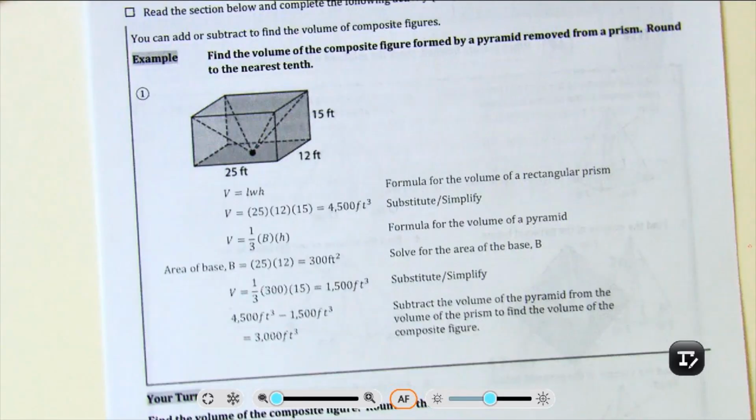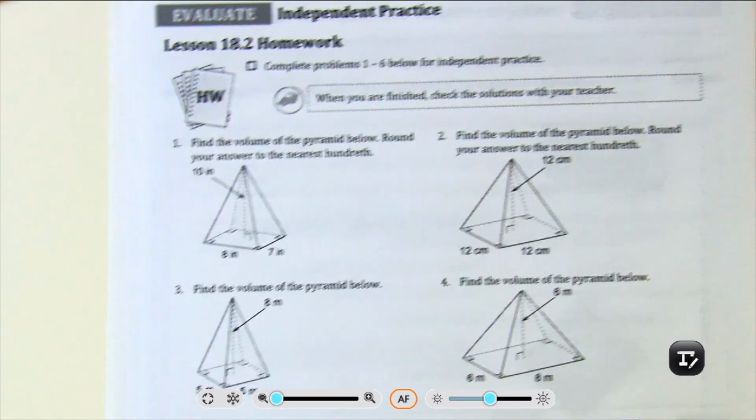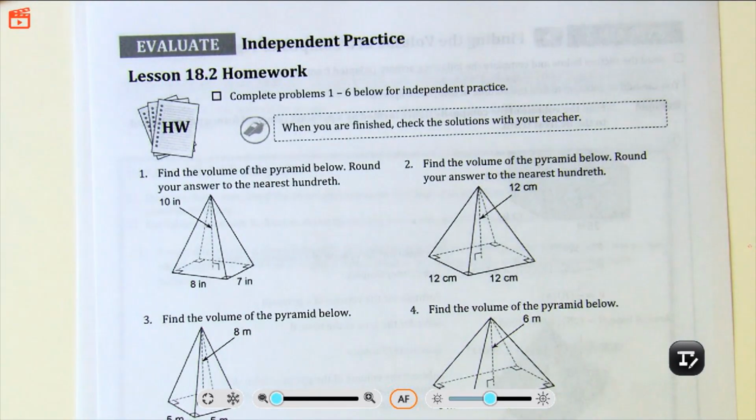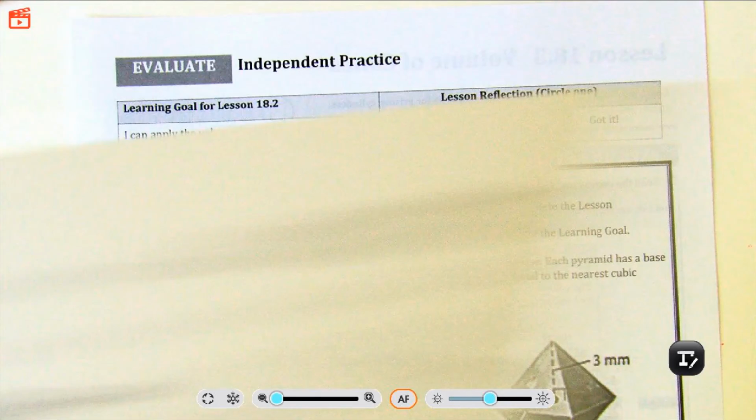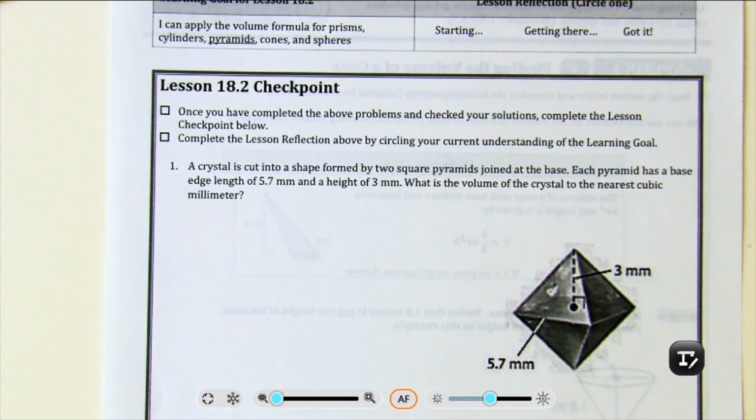So that completes lesson 18.2. And for your homework, what we have to do is find the volume of different types of pyramids. And for our checkpoint, they want us to find the volume of this composite figure, which involves 2 pyramids.